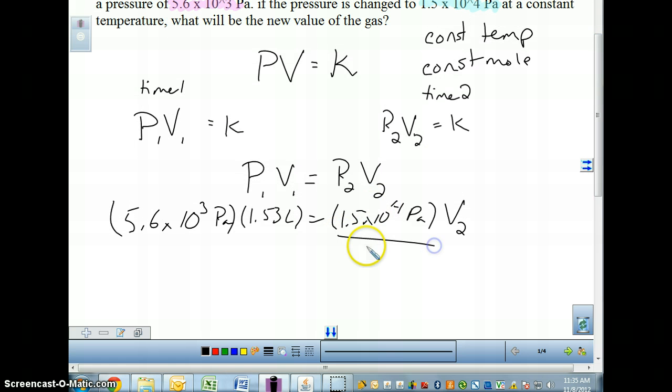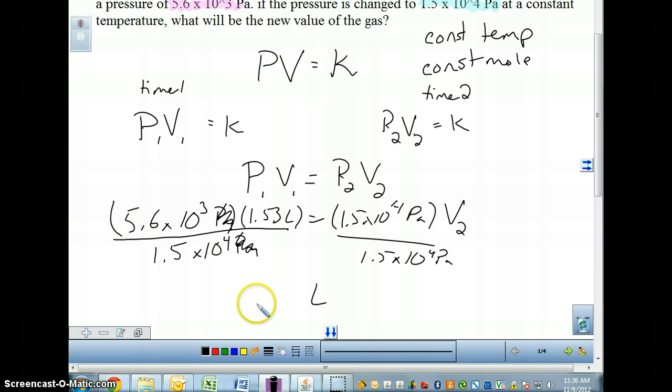To do that, we divide both sides by 1.5 times 10 to the fourth Pascal. As I hinted at earlier, our pascals will cancel. The only unit left is liters. And we plug this in a calculator and we get an answer of 0.57. 0.57 liters is our volume.